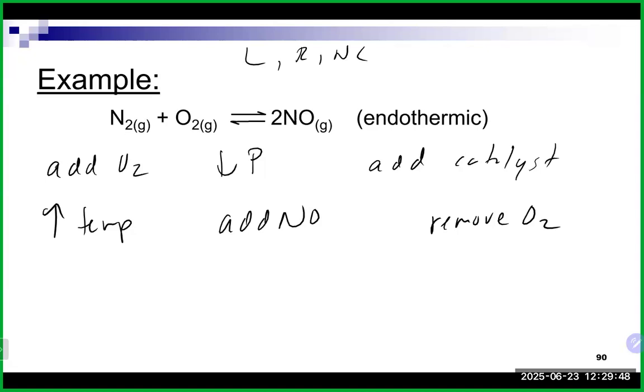That was good. Let's give those a go. Okay, so let's take a look. We're going to add some O2. So O2 over here on the left. So that's going to give us more reactants and cause that forward direction to occur in this case.